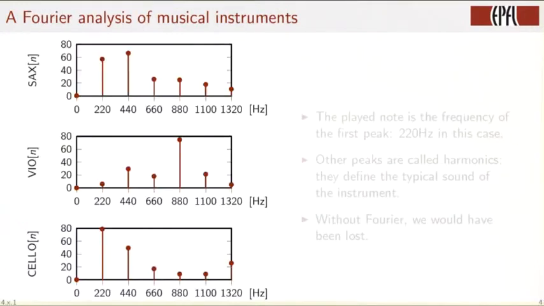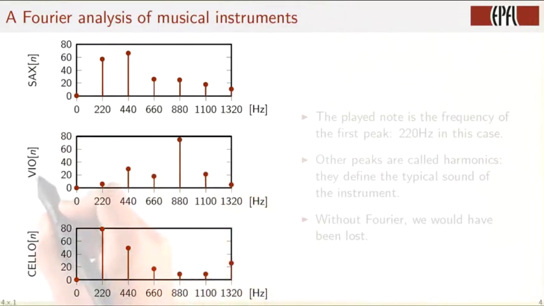So here we plot the magnitude of the discrete Fourier transform coefficients taken from a few periods of these various signals. And we plot them between 0 and 1.32 kilohertz. On top you see the sax. It has a few peaks, as you can see, at 220, 440, 660, etc.